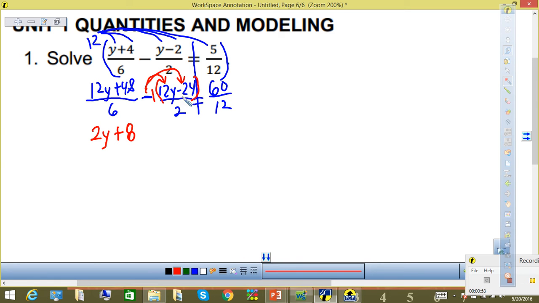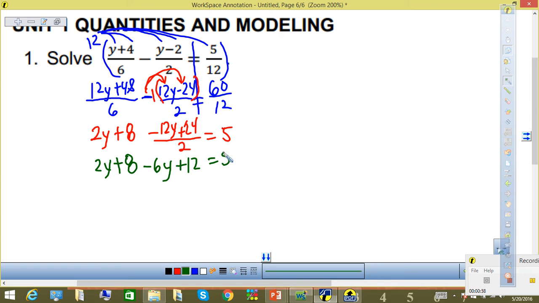Everybody following? Okay. So that means, I'm going to write it out just so you guys can see it. Negative 12y and positive 24 over 2 equals, this is 5. And the reason I wanted you to see this so that you don't forget to distribute that negative. Let's bring everything else down. The 2y plus 8. What is negative 12y divided by 2? That's negative 6y. 24 divided by 2, that's positive 12 equals 5.